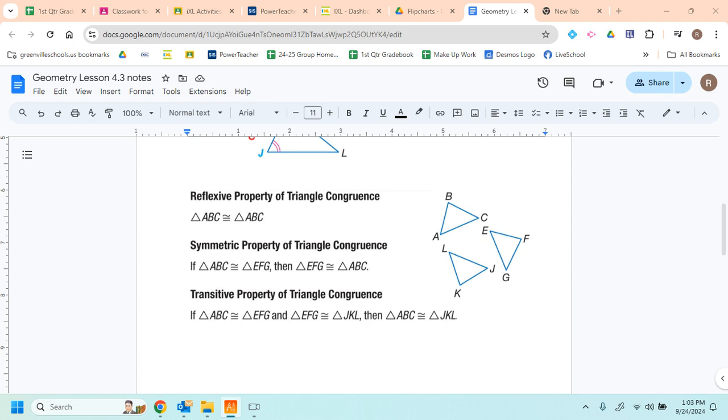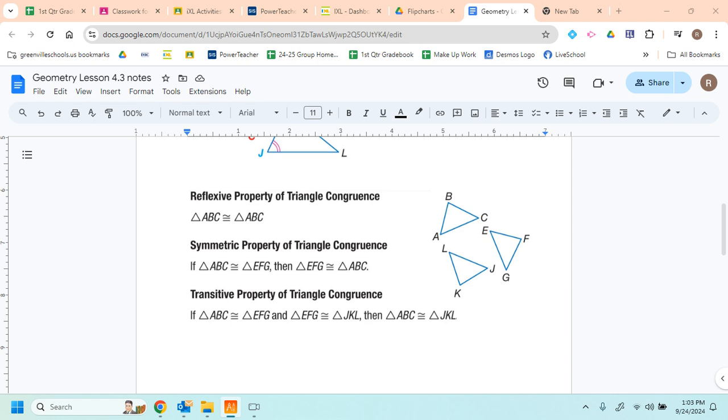Well, we don't know anything about the measurements of these angles here. But we do know that we can figure this out. If I add 108 plus 48, that's 156. Then 180 minus 156. Borrow from that 8, make that 10, 4, 24. So we know that this is 24 degrees.